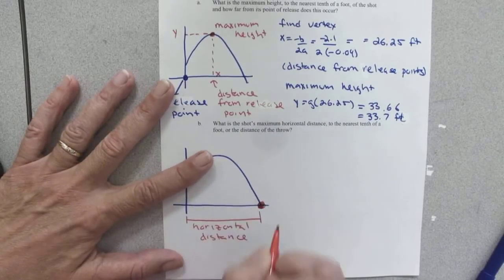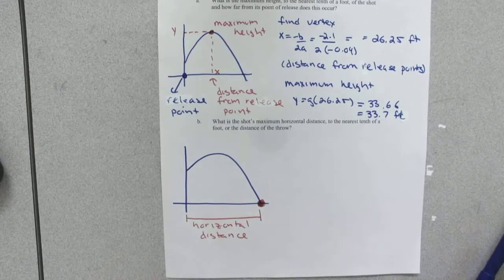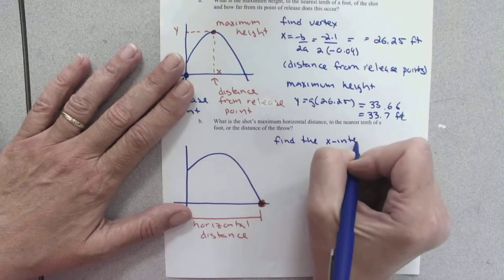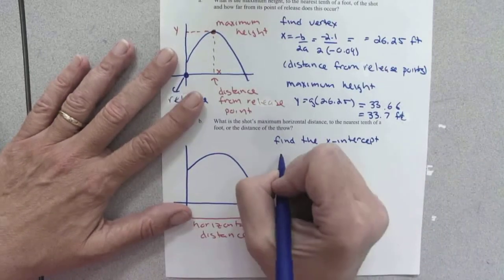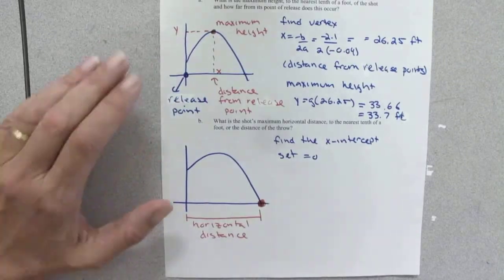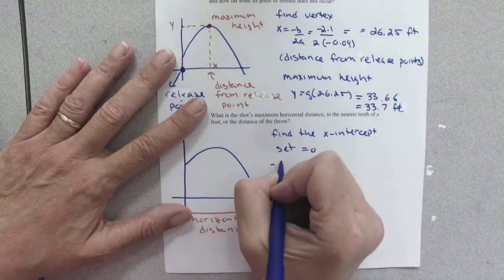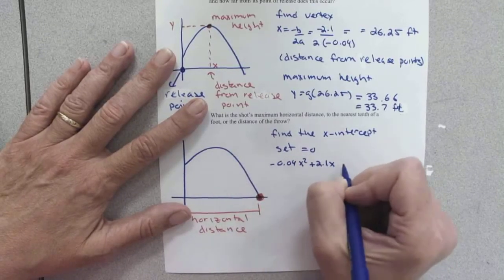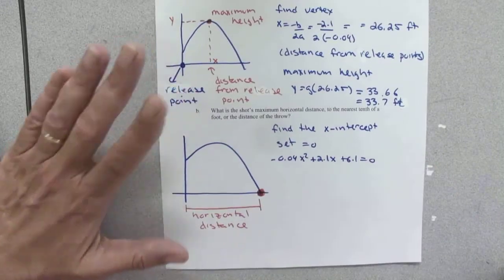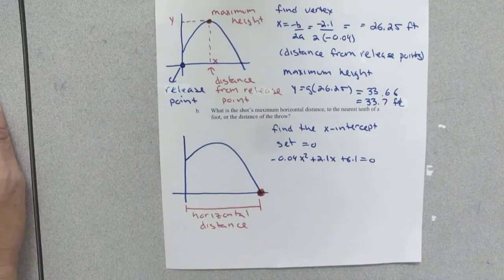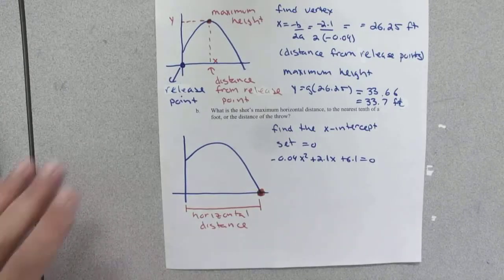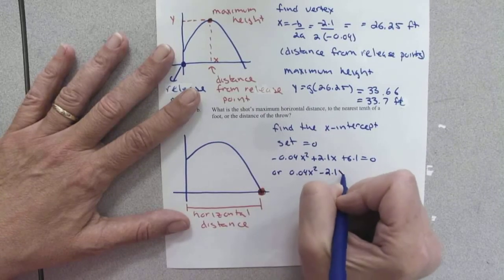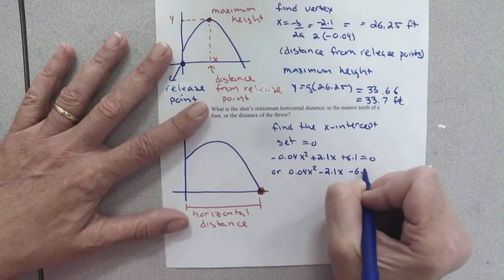And so what they're wanting us to do is to find the x-intercept. As always, I set equal to 0 and solve. So negative 0.04x squared plus 2.1x plus 6.1 equals 0. Again, I don't like that first guy to be negative. I mean, you can work with it being negative, I just don't like it. So I'm going to say that 0.04x squared minus 2.1x minus 6.1 equals 0.